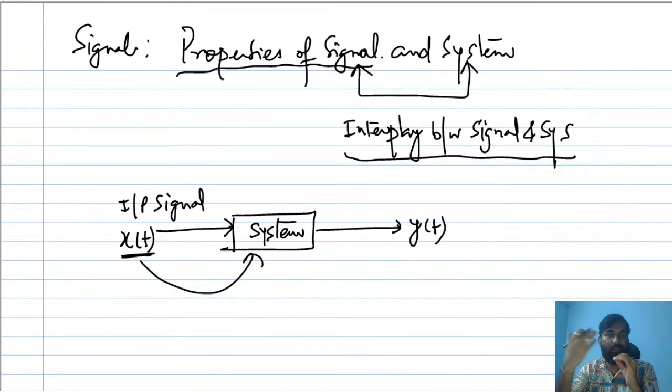There will be two kinds of signals: one is continuous time signal, and one will be discrete time signal, right? But let me come to the definition first. So this is the interplay. x(t) will be given to the system, so the system will give you some kind of output. So this is basically the interaction.